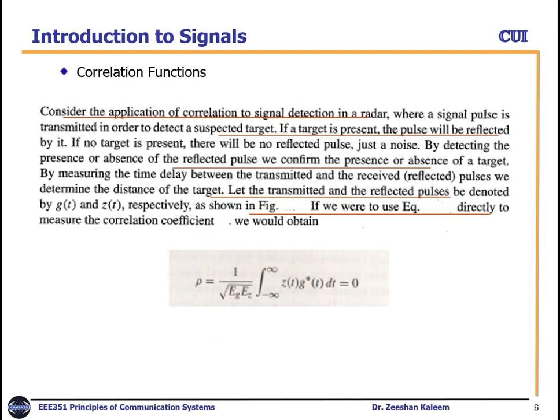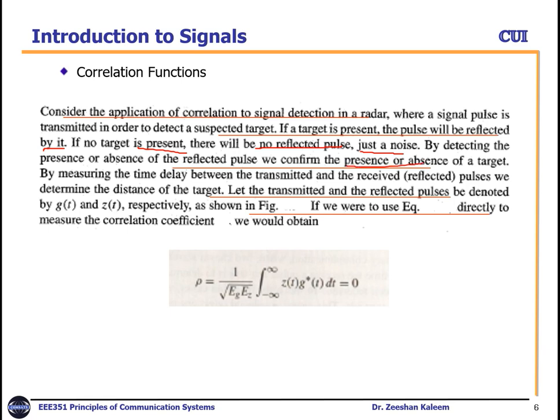So let's see that mathematically. Consider the application of correlation to signal detection in radar, where a signal pulse is transmitted in order to detect the suspected target. If a target is present, the pulse will be reflected by it. As I mentioned, if no target is present, there will be no reflected pulse, just noise, which will have a low amplitude as compared to the original transmitted pulse. So by detecting the presence or absence of the reflected pulse, we confirm the presence or absence of a target.